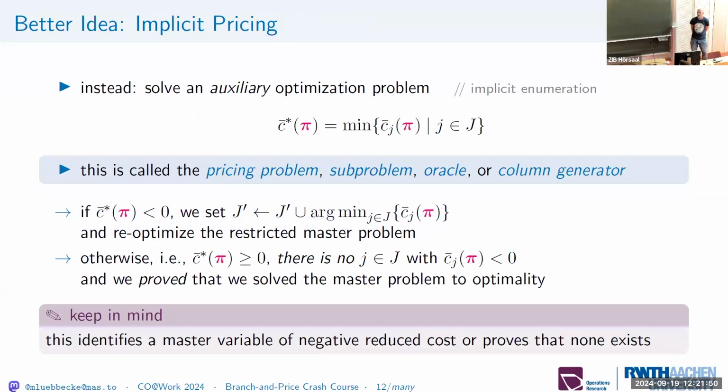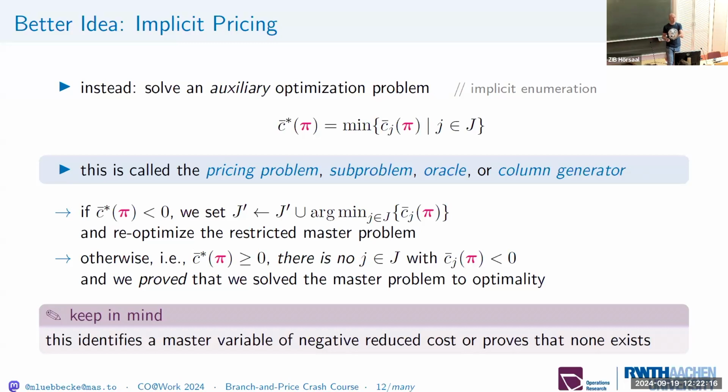We never explicitly enumerate. So whenever there is an explicit or a complete enumeration necessary, we switch to an implicit enumeration by formulating an optimization problem. So I say I'm interested in the smallest reduced cost value of all the variables, and just casting it as an optimization problem. This is called the pricing problem or sub-problem or column generator or whatever.